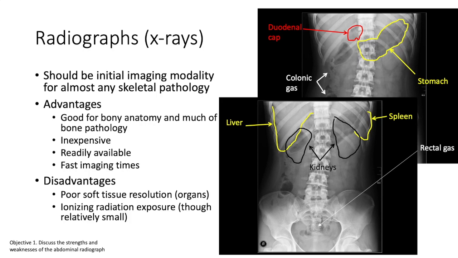X-rays have really good imaging time. It's really quick. Availability is good, but besides the poor soft tissue resolution, there is also some radiation exposure, although it's pretty small. As you can see, they've got the kidneys, spleen, and liver, duodenal cap, colic gas, and stomach. He's got that outlined, but they're sort of difficult to see. So I would be able to just look at these and know where they're located, even though they're hard to see, and knowing the advantages and disadvantages of an x-ray.